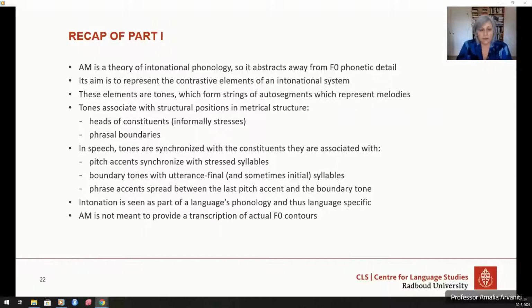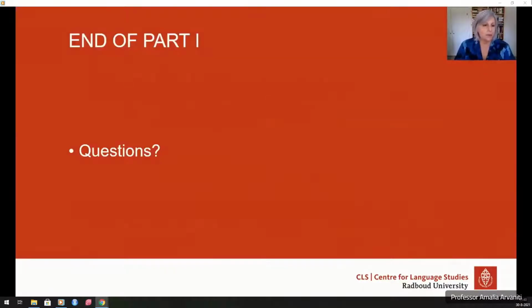In this theory, intonation is seen as part of a language's phonology, and thus it is language specific, and I'll show you examples which very clearly show that it cannot be otherwise. So AM is not meant to provide a transcription of actual F0 contours. We will be using F0 contours in the rest of the tutorial, and we will show you how you can explore these contours in a number of different ways. Thank you.